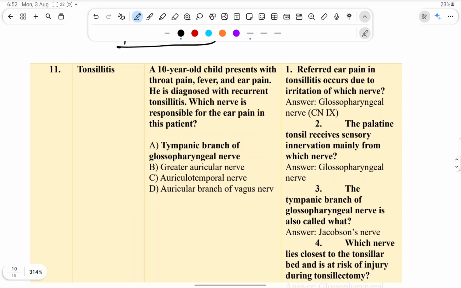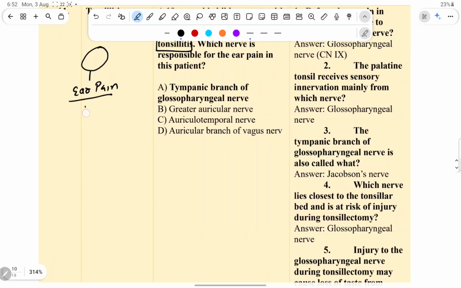First, see the question. A 10-year-old child presents with throat pain, fever and ear pain. He is diagnosed with recurrent tonsillitis. Which nerve is responsible for the ear pain in this case? Since it is recurrent tonsillitis, and tonsillitis will cause pain, ear pain will occur. It occurs due to the glossopharyngeal nerve and its tympanic branch.